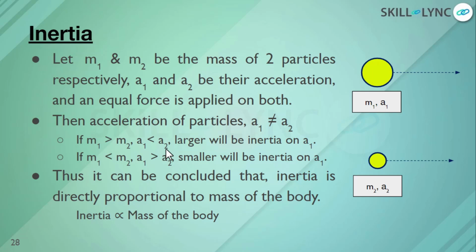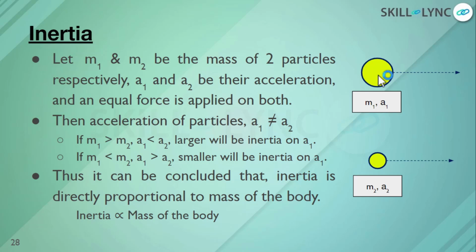In the second case, we can make out that if the mass of the first particle is less than the mass of the second particle, then the acceleration of the first particle would be greater than the acceleration of the second particle. That is, smaller will be the inertia of particle 1 as compared to particle 2. Thus, it can be concluded that inertia is directly proportional to the mass of the body, as I have written here, and in a mathematical way also.